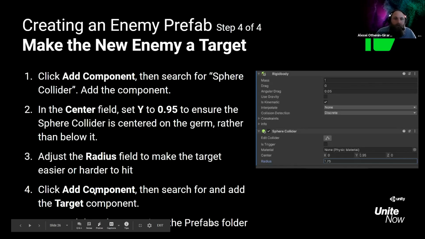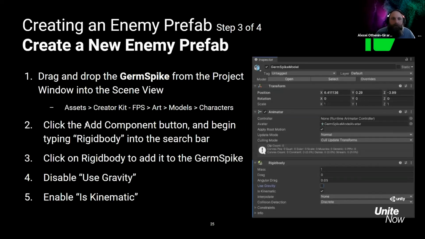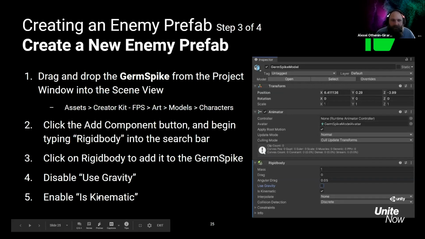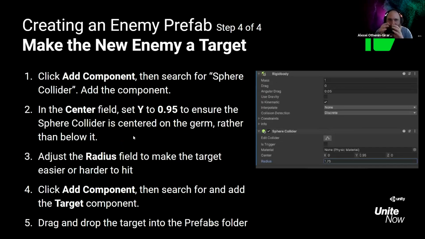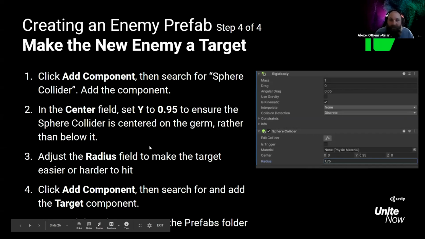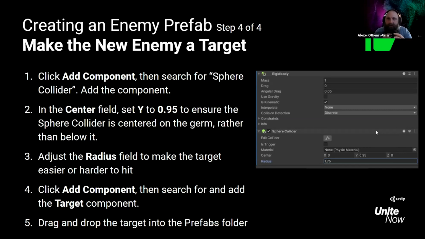So, once you have your prefab set up, it has a rigid body, it's set to not use gravity, and it is kinematic, and it has a good sphere collider that's nice and snug around it, then you're going to drag and drop it into the prefabs folder. And that's the process for making a prefab. We build something in the editor until it's the way that we want it to be, and then we drag that into the prefabs folder or into the project folder, and it makes a prefab.